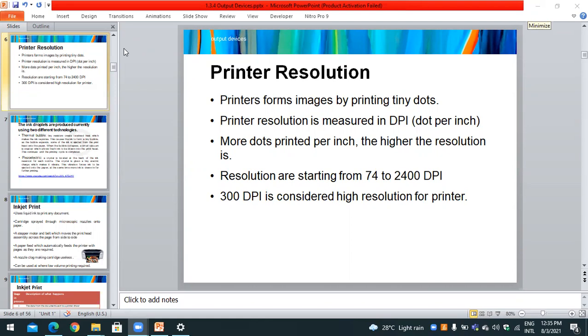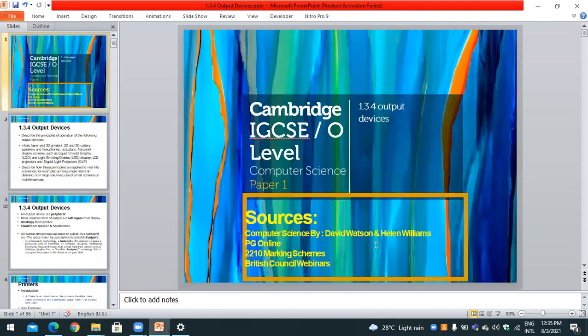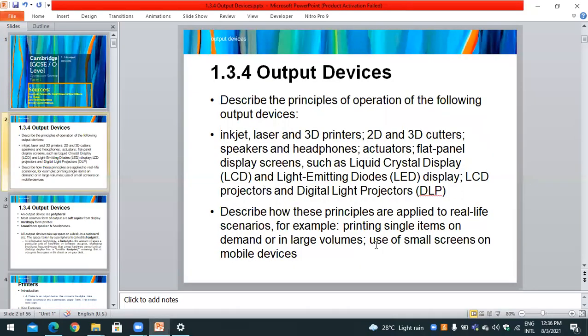So now let's quickly jump back to our PowerPoint slide. This is the IGCSE or O-Level paper one, and the resources include a marking scheme and the British Council webinars in this particular slide. This is part of the syllabus content we are going to cover in your complete 1.3.4 area of the syllabus.